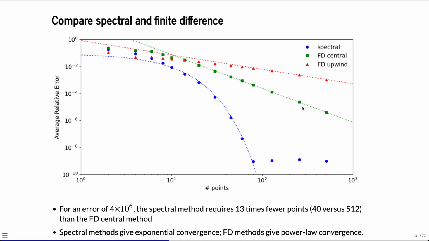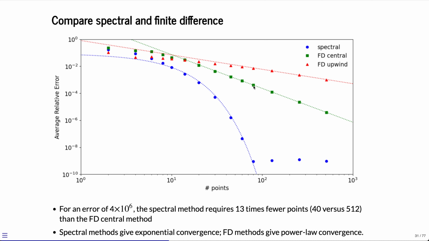Those power laws end up with a slope of 1 for the upwind method, or a slope of 2 for the central difference. But you can see that the spectral method basically bottoms out and hits the round-off plateau when you get to about 80 points. After 80 points, it's just round-off. Can't get any better. And you can see your error is like 1e-10. Your average relative error is 1e-10.